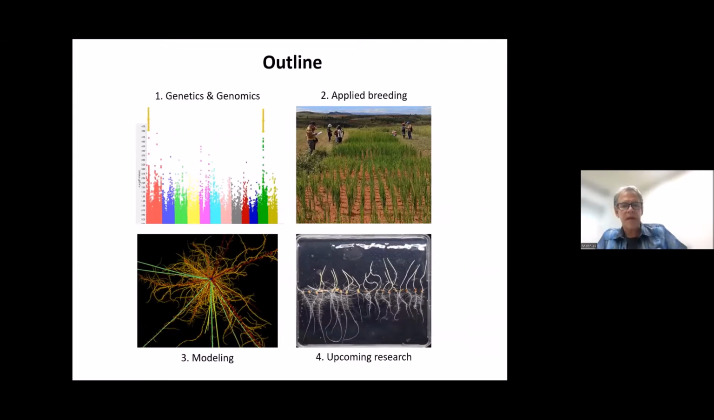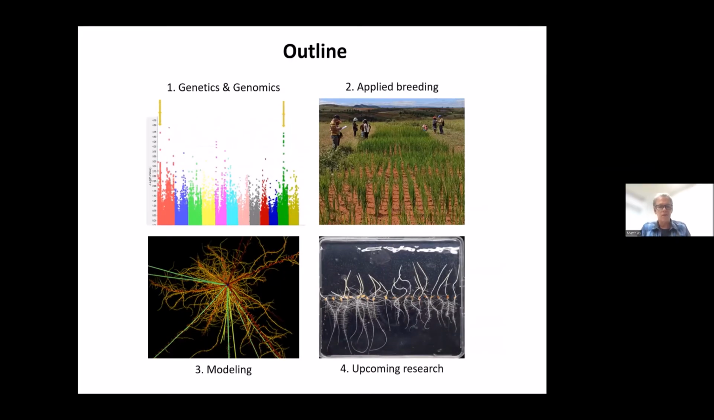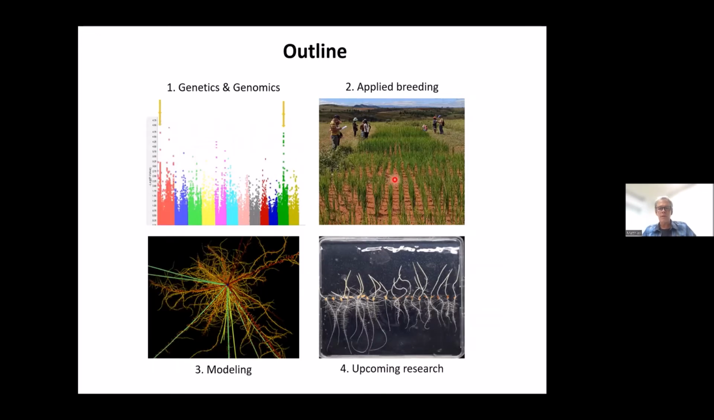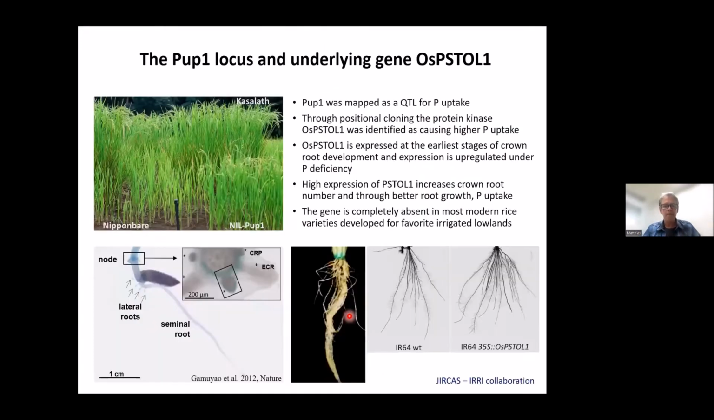In my outline, I will touch on 4 different topics. The first 3 summarize a little bit my activities over the last 10, or more likely 3-5 years. There's a genetic, genomic component. There will be a part about applied breeding in Madagascar. Then I'll switch to root modeling, and in the end, I'll talk about upcoming research that is possibly touching upon what I may do in Bonn.